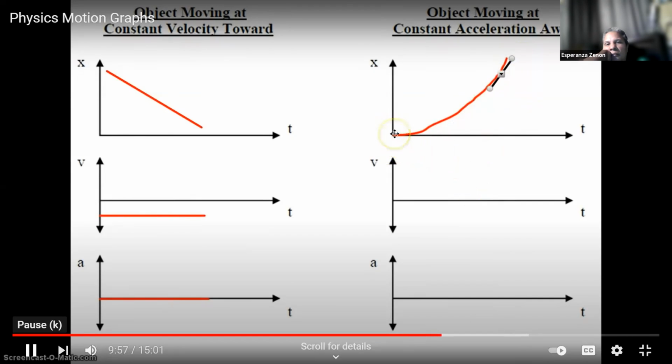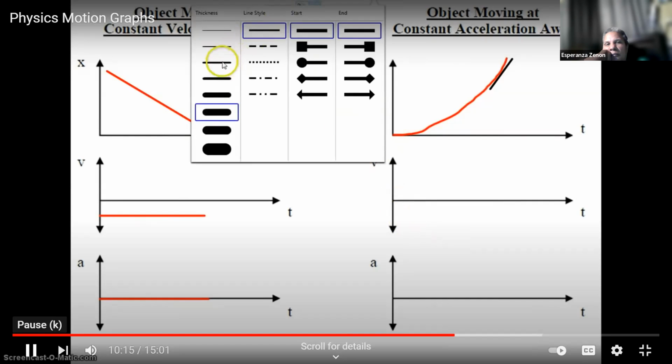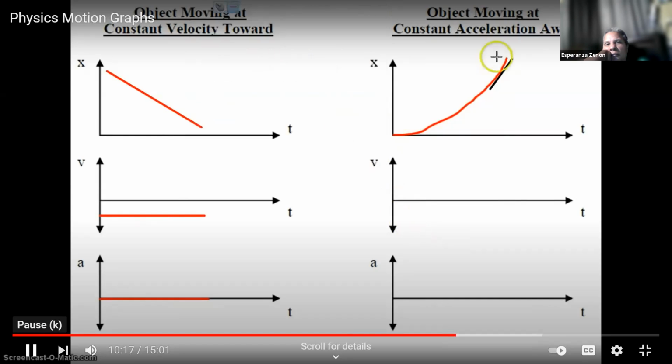If we were to do the other line, and we'll have that scenario later, you would see that the slope would be decreasing, showing that the velocity is decreasing. Okay? All right, object moving constant acceleration away. So that is going to be a straight line on our velocity graph, positively sloped.